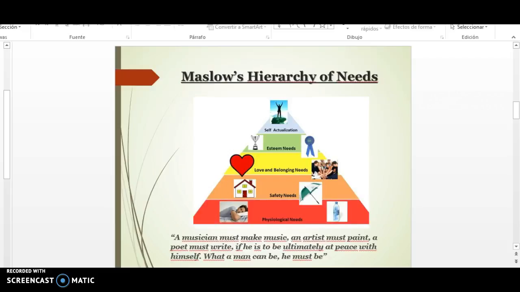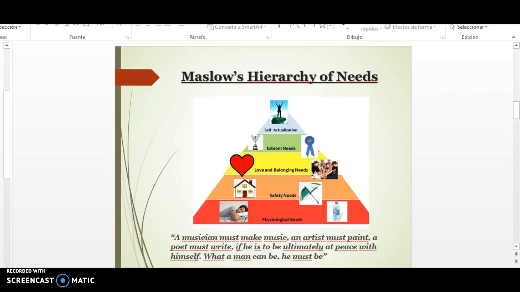Maslow stated that people are motivated to achieve certain needs and that some needs take precedence over others. Our most basic need is for physical survival, and this will be the first thing that motivates our behavior. Once that level is fulfilled, the next level up is what motivates us, and so on.